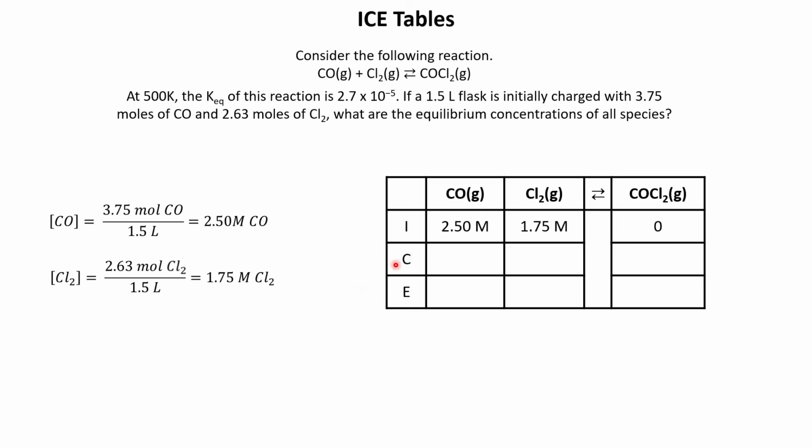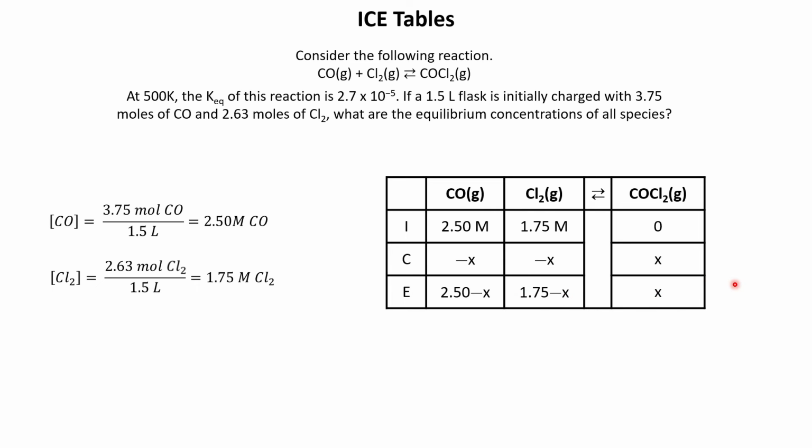Okay, next row, C, consume or change. Again, we know we're going to shift to products. So this is going to be a minus x, and this is going to be positive over here. Again, we have ones in front of all of our x's because we have ones in front of all of our species in our balanced chemical equation. Okay, now to get our equilibrium row, again, we're just going to add our initial and our consumed, and we get 2.5 minus x, 1.75 minus x, and then of course just x over here. Ice table is now done.